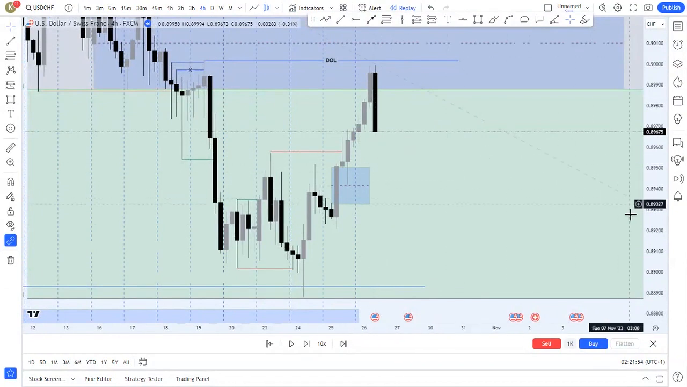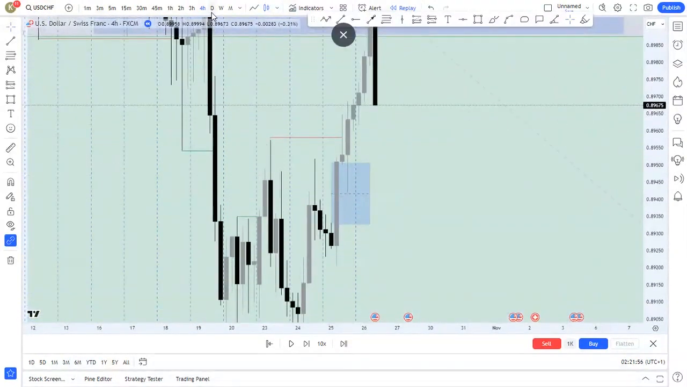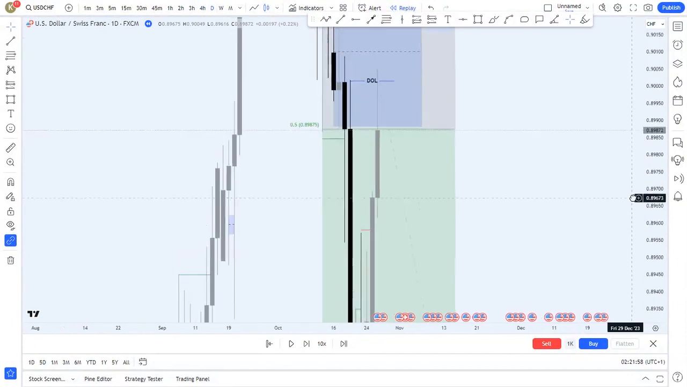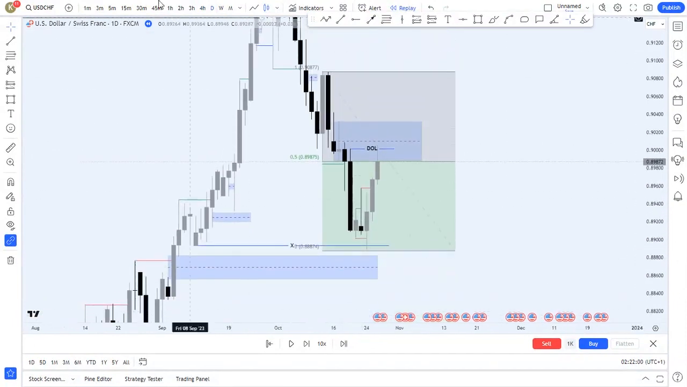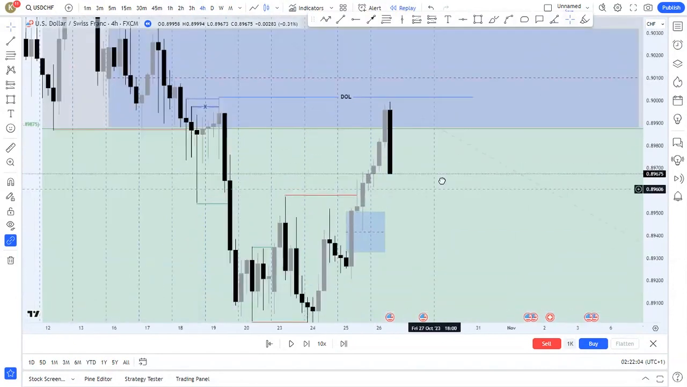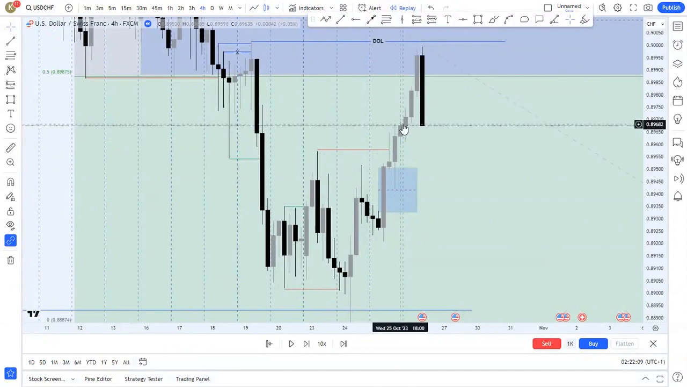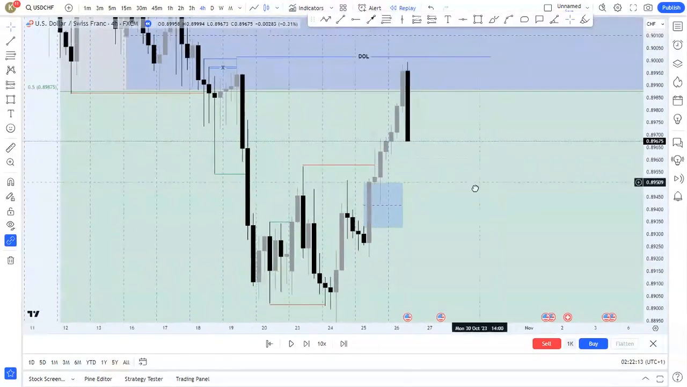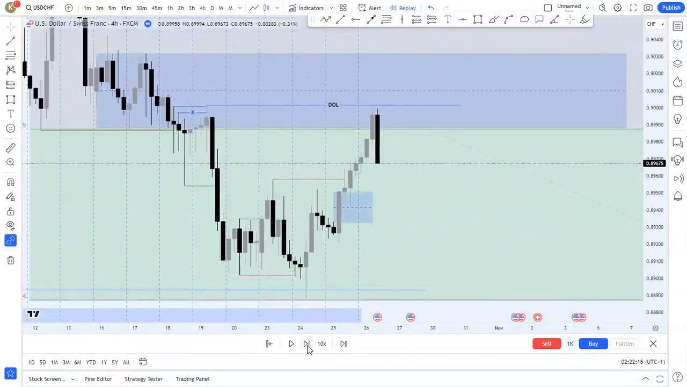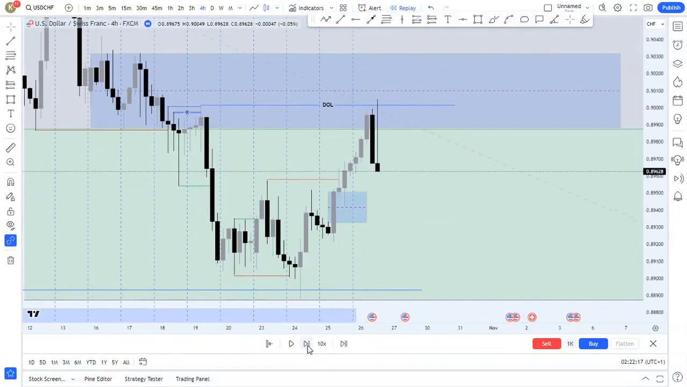So inside the pullback, what POIs? Let's pick the daily. Let's just pick the daily. Nothing yet. Inside the pullback, what POIs do we have that might push price up? This one is filled. This one is already covered. So I can't see any POIs we can work with, so we'll just watch. And from here, price has exploded to get to this target.